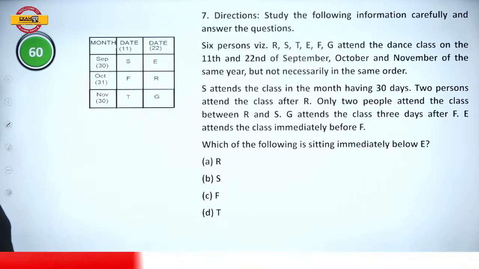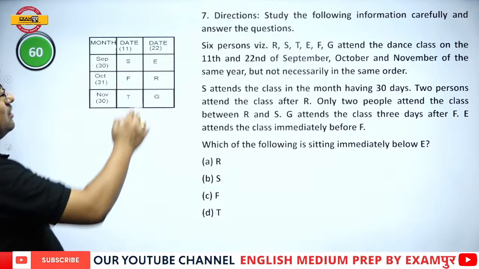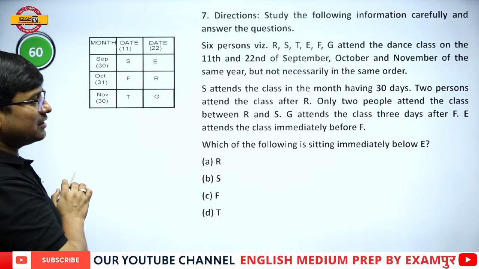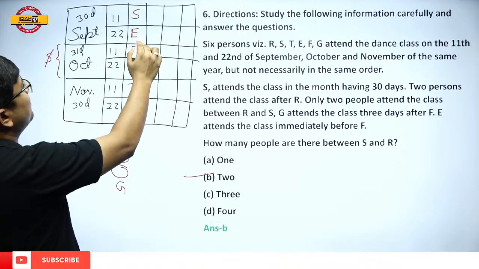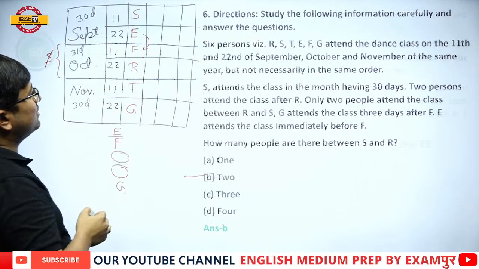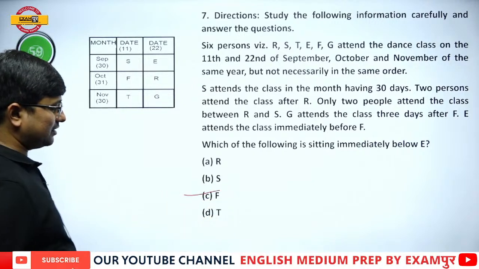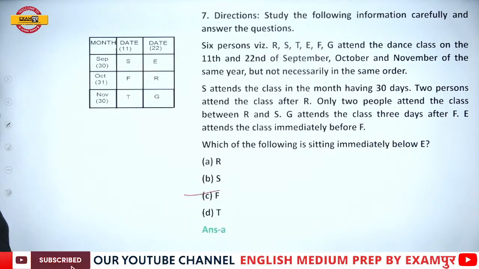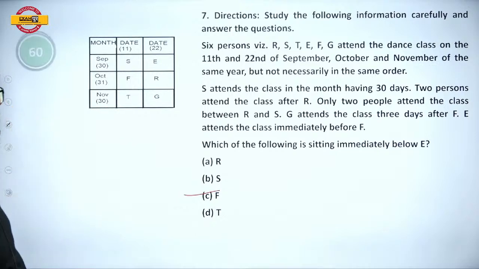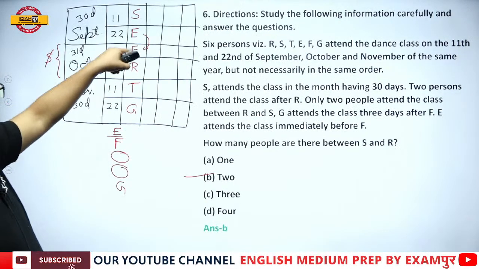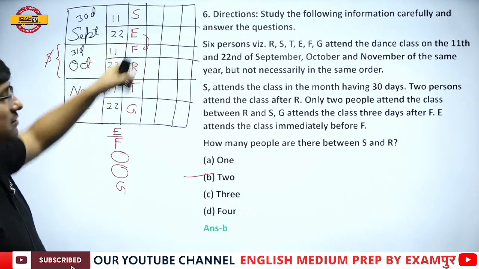SEFRTG. Which of the following is sitting immediately below E? See, immediately below E is F. So the right answer is option number C, that is F. Okay, let me see. Which of the following is immediately below E? Immediately below E is F.